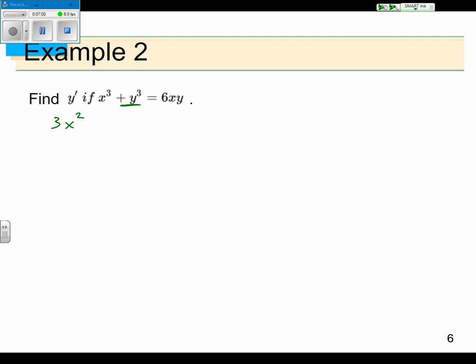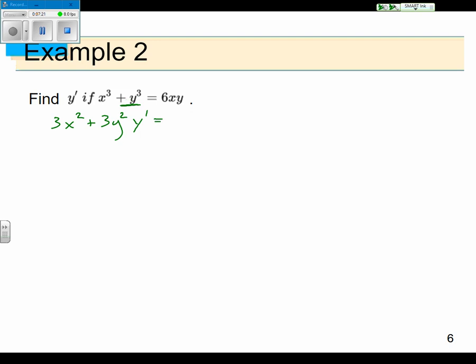If I take the derivative of y cubed, there's no x in there. So I can take the derivative with respect to y, but I need to throw either a dy or a dx after it, or if I switch back to Newton's notation, it's just simply going to be a y prime.